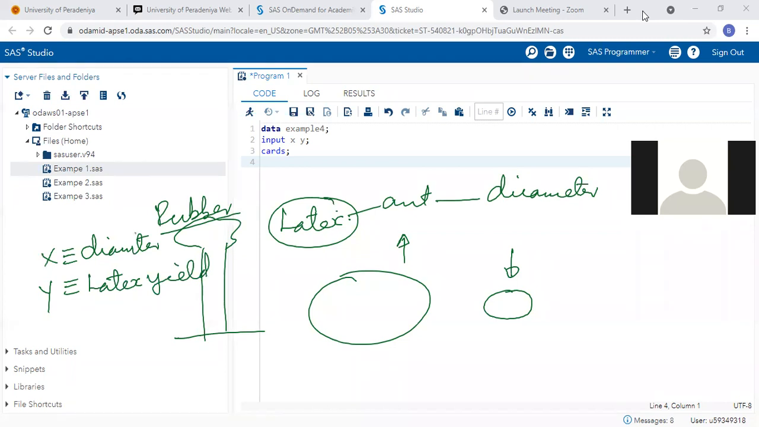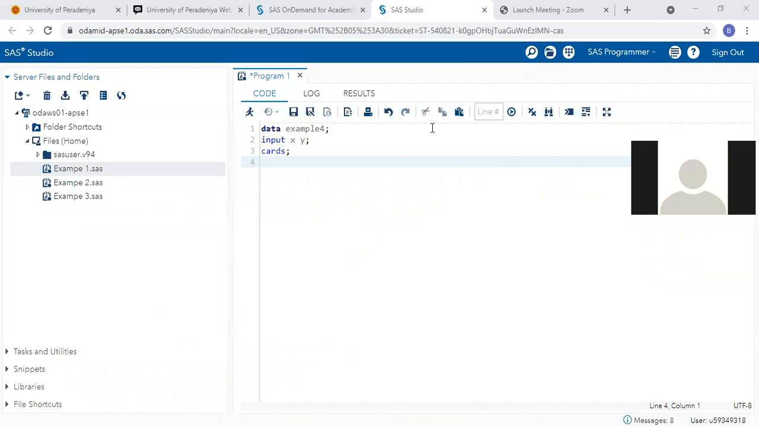I cannot write diameter and latex yield here because it becomes larger and larger. So I will put it as X and Y. Our interpretation is going to be based on this diameter and the latex. So I'm going to enter some data. Diameter is in centimeters, make a note of it. Yield is in kilograms. Rubber yield is in kilograms.